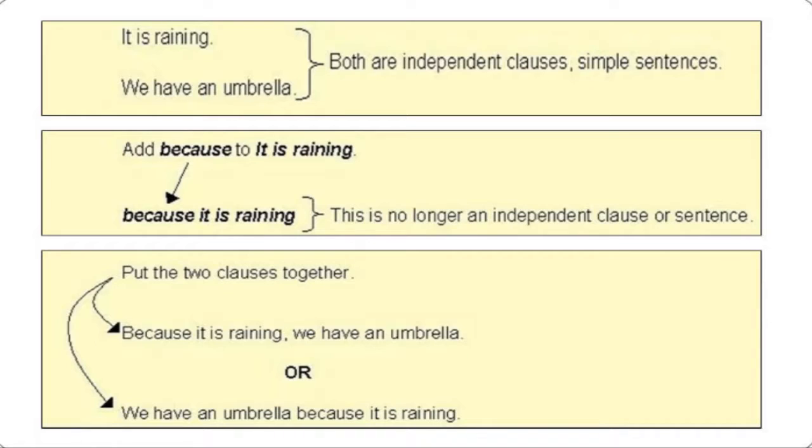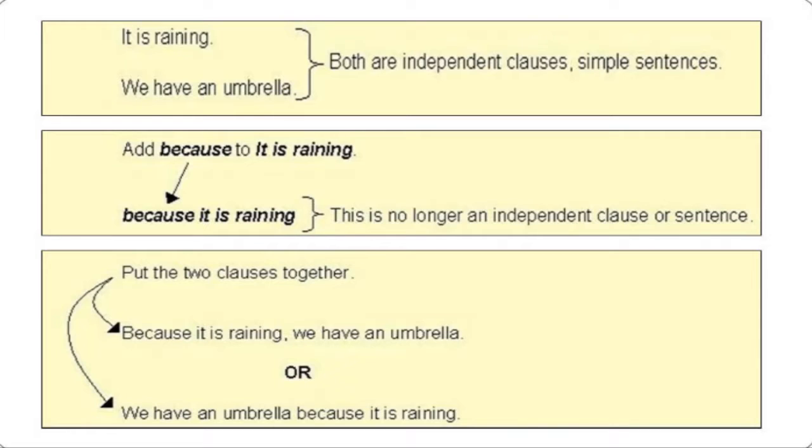Now, by adding the word because into the sentence, because it is raining, the sentence no longer becomes independent. As you start off, because it is raining. So in terms of grammar, this is an incomplete sentence. Because it is raining. If I were to say this sentence on its own, you wouldn't understand. Why suddenly am I saying because it is raining? So this is considered a dependent clause.